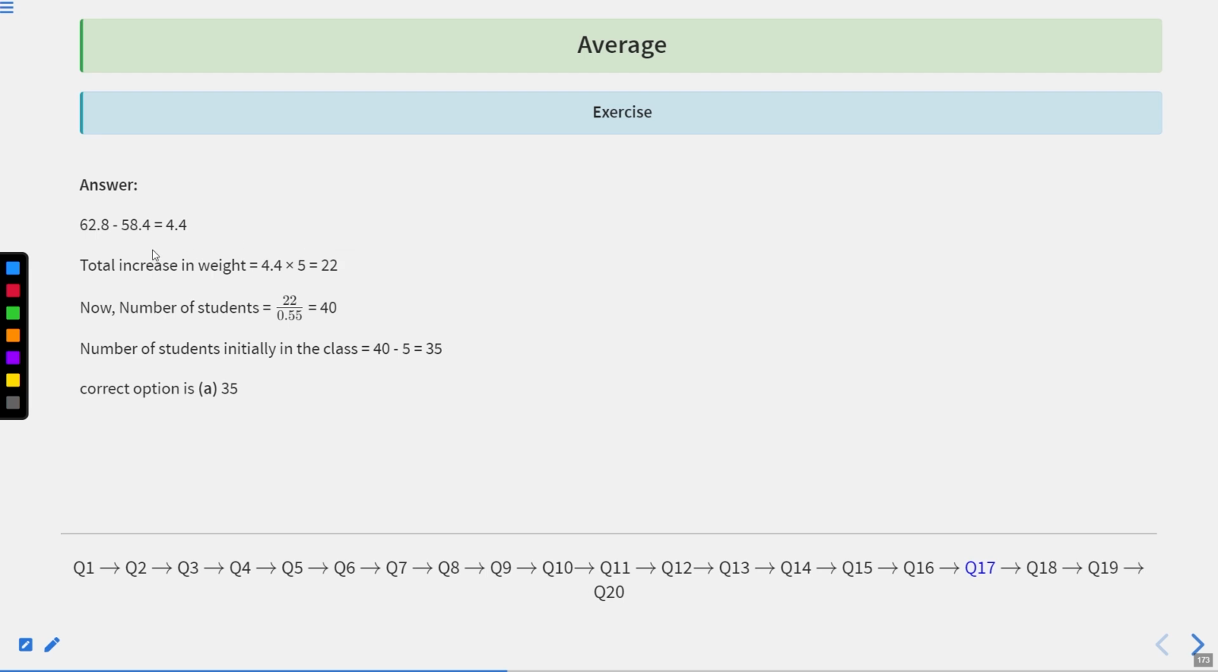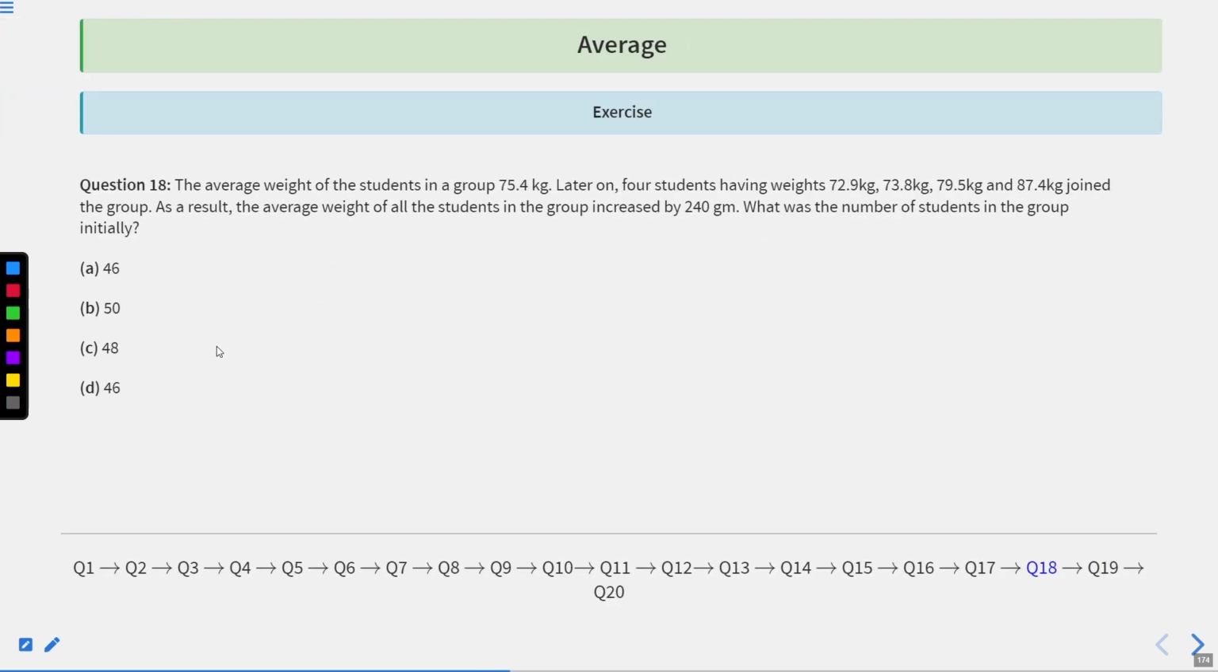So let us see the solution. The difference here is 62.8 minus 58.4, that is equal to 4.4. So the total increase in weight is given by 4.4 times 5, that is 22. Now the number of students is 22 upon 0.55, that is 40. So the number of students initially in the class is 40 minus 5, that is 35. So the correct answer should be option number A, 35.